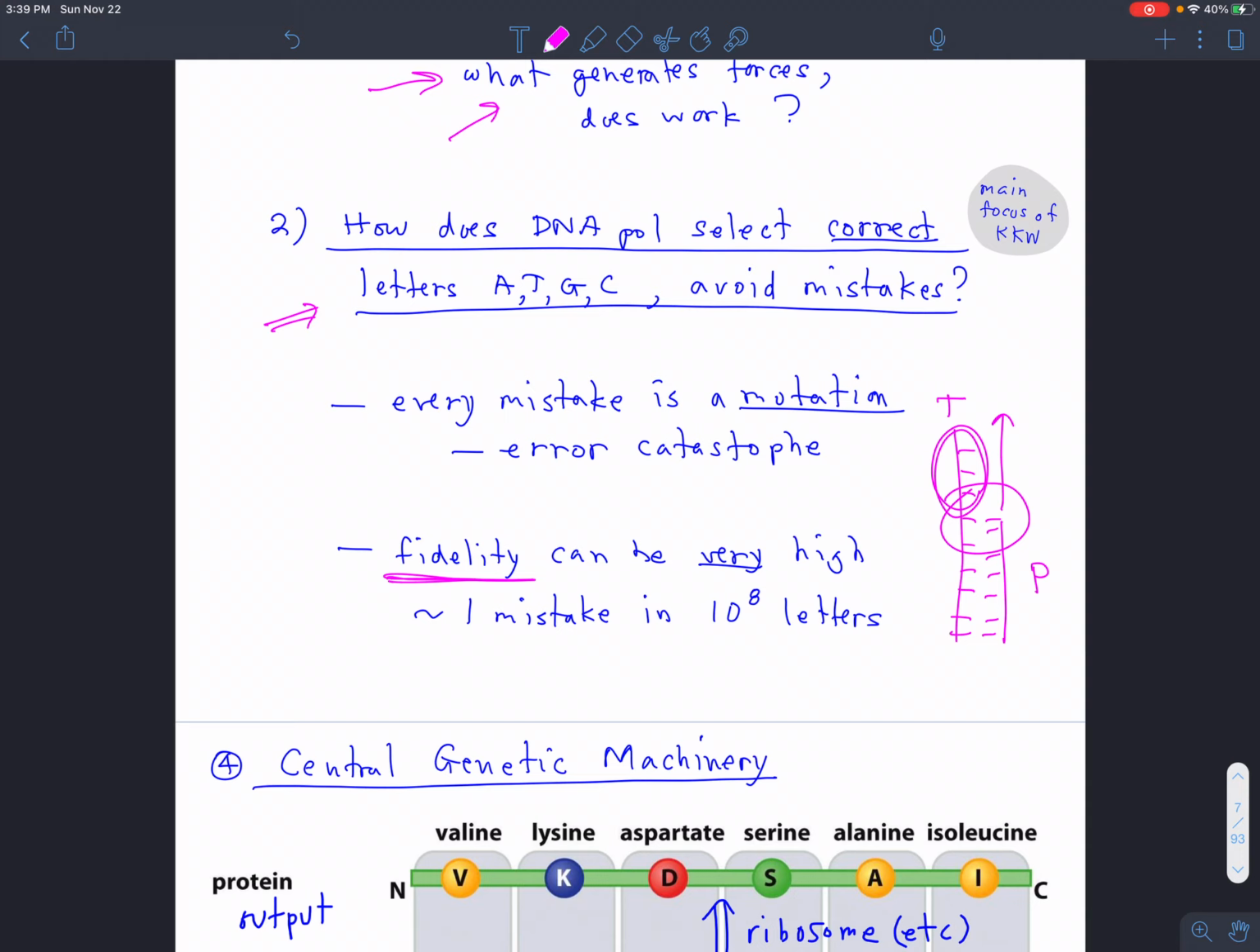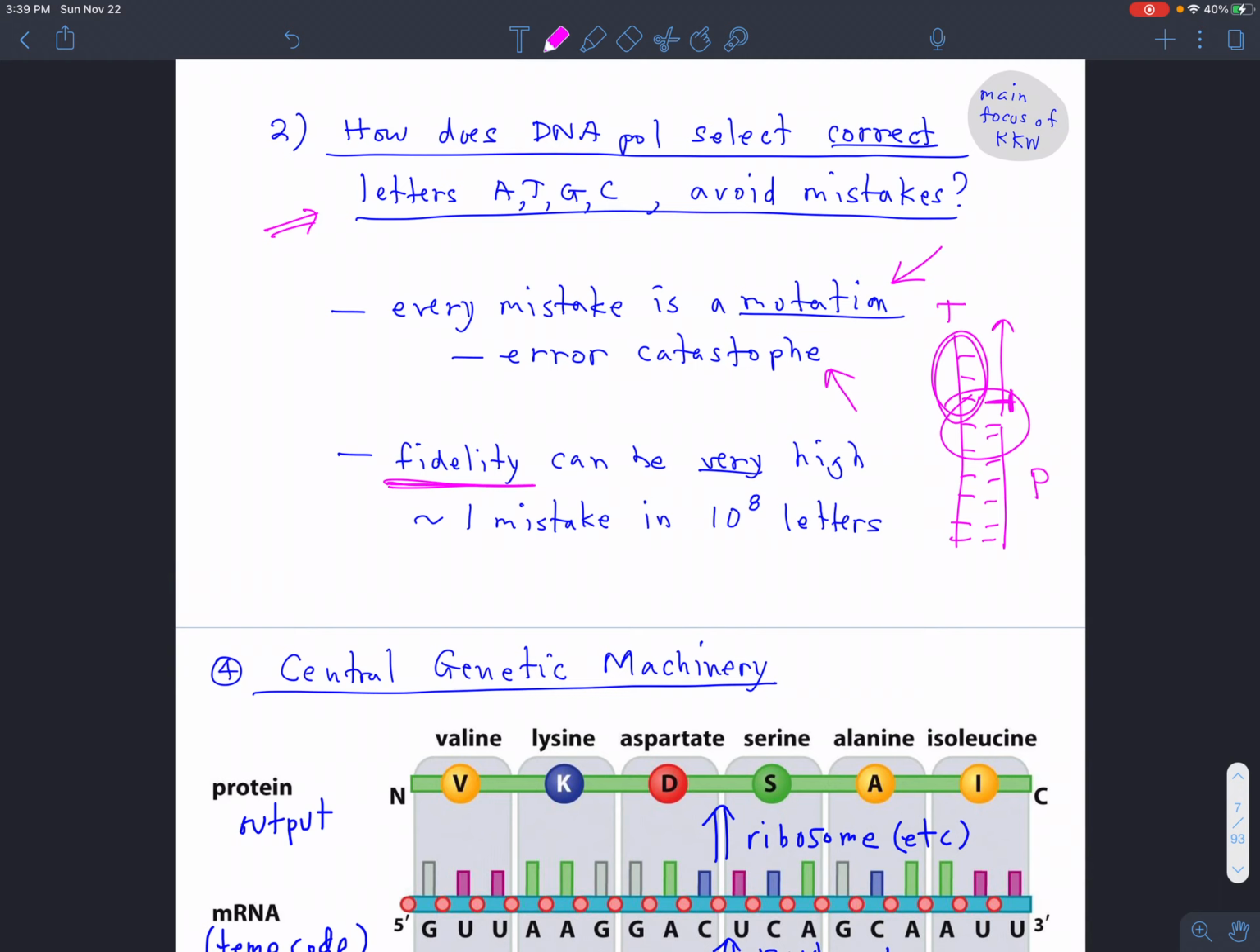Every time it makes a mistake, every time it puts a wrong base in here, it's a mutation. And the next generation has that mutation forever. And if you have too many of those, you get what's called an error catastrophe. It means that as generations go by, one after another, mutations build up, and pretty soon your genome's just worthless. All the information has degraded away, and it's no longer a genetic code for a particular functional organism anymore. Also, it turns out that fidelity can be really high, 1 part in 100 million mistakes.